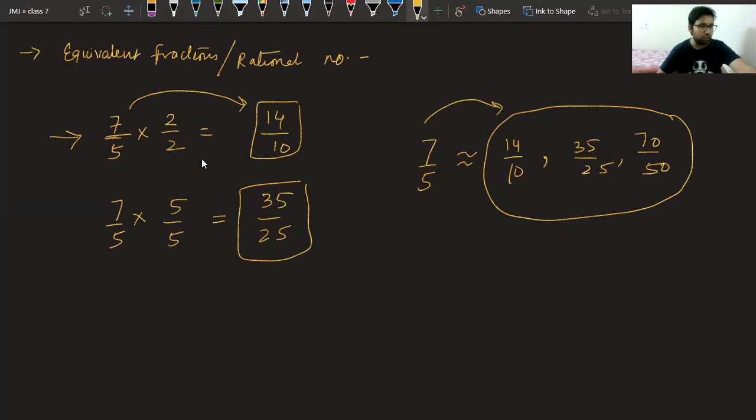Sir, how to find equivalent of a mixed numeral? If it is a mixed numeral, first you have to make it a normal fraction. Then you can find its equivalent fractions. Okay, Sanvi, if it is a mixed fraction, first you will make it a normal fraction and then find the equivalent fractions. Yes, you are correct. It's correct.